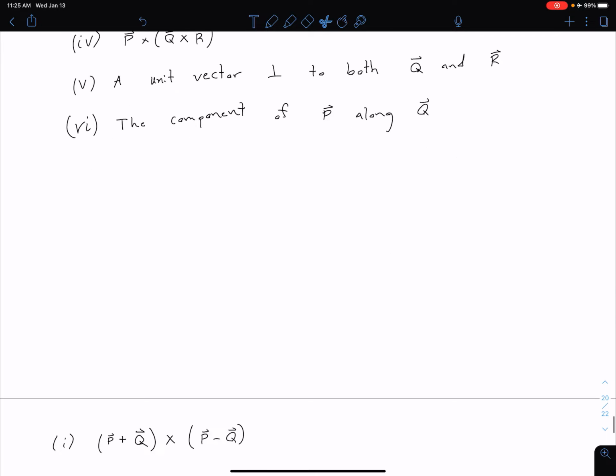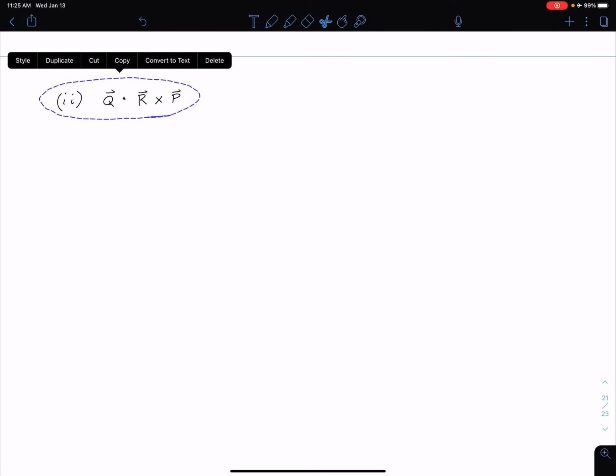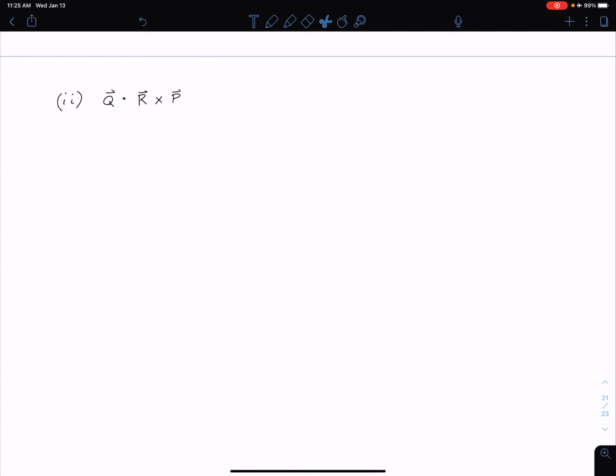All right, so let's copy this and let's come down here. Let's go ahead and start on a new page. All right, so now we want Q dot R cross P. So the first question is, what operation are we going to do first? So take a minute to think about that. Maybe pause the video, try to work it out a little bit.